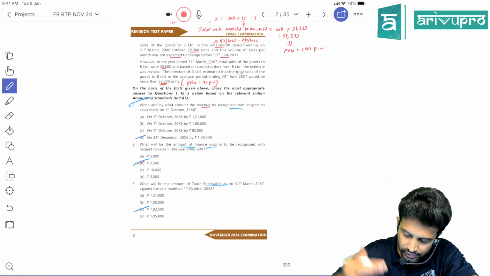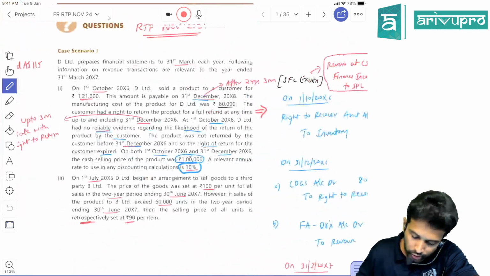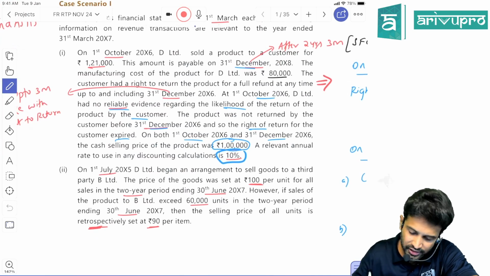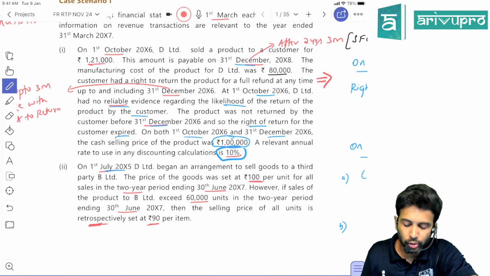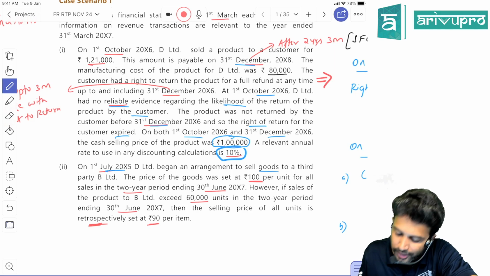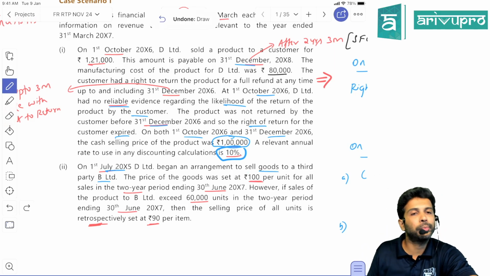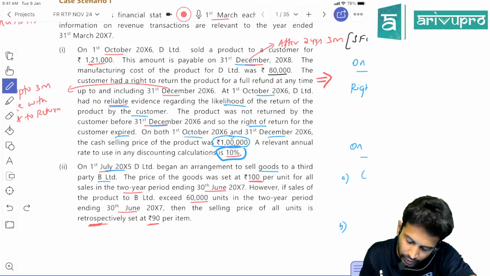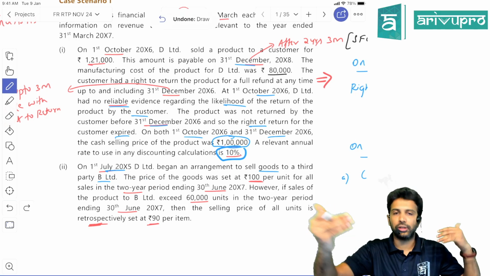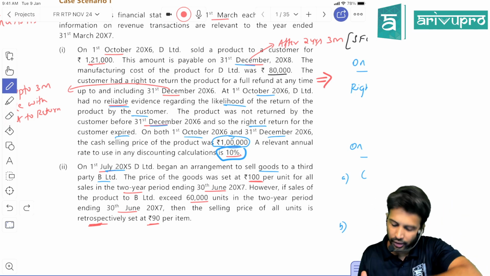First case study is the 3 MCQ which is related. Now let's go ahead and go through the next case which is given in the same next para which is given in the same case. On 1st July 20x5, D Limited began an arrangement to sell the goods to a third party. Fine. The price of the goods was set at 100 rupees per unit. So we made a contract that we will sell the goods at a price of 100 per unit. And this agreement we have made for 2 years. For all the 2 years, we will sell it at a constant or an agreed price of 100 per unit.